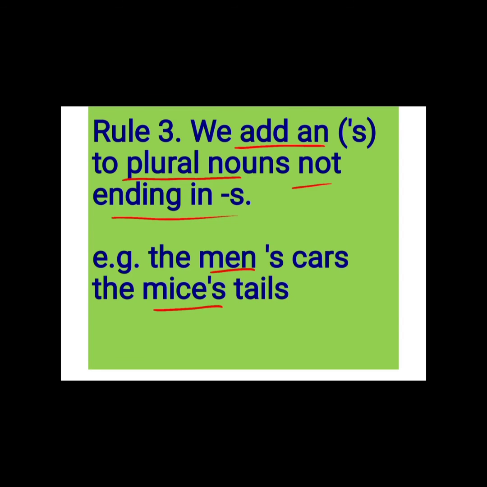Here you can see the first example, the men, is a plural of man. Mice is a plural of mouse. We are adding an apostrophe s to these plural nouns, and you can see that these plural nouns are not ending in s. Yes, dear students, today we have discussed lesson number 8 from your English grammar book under the title Possessive Nouns. I hope this topic is clear to everyone.